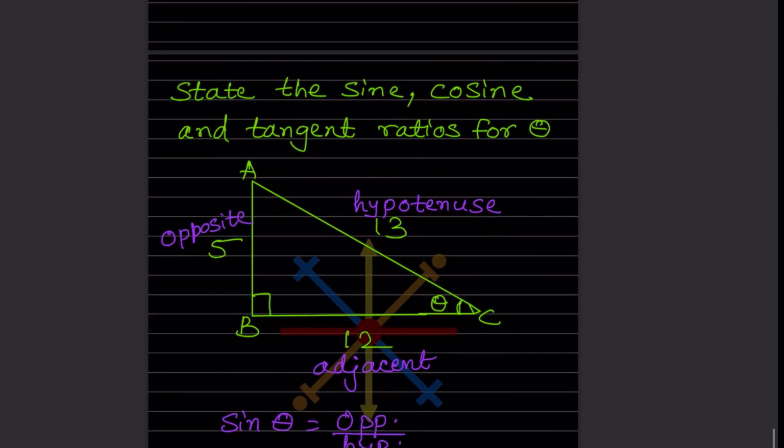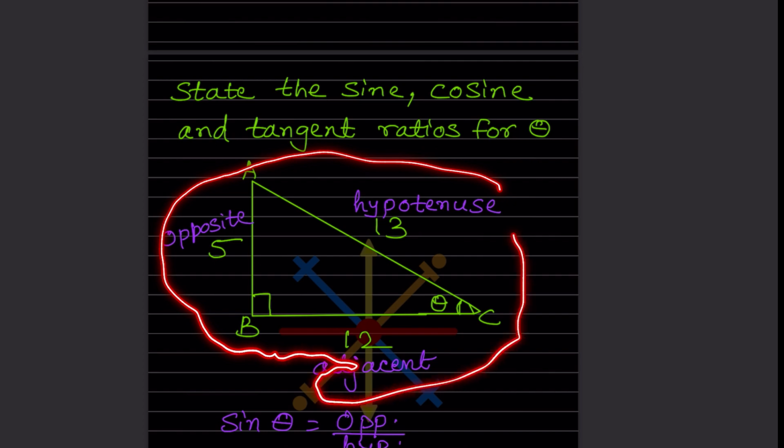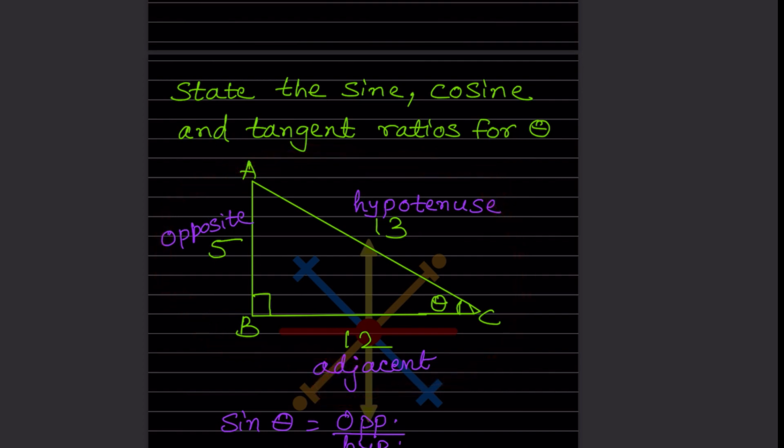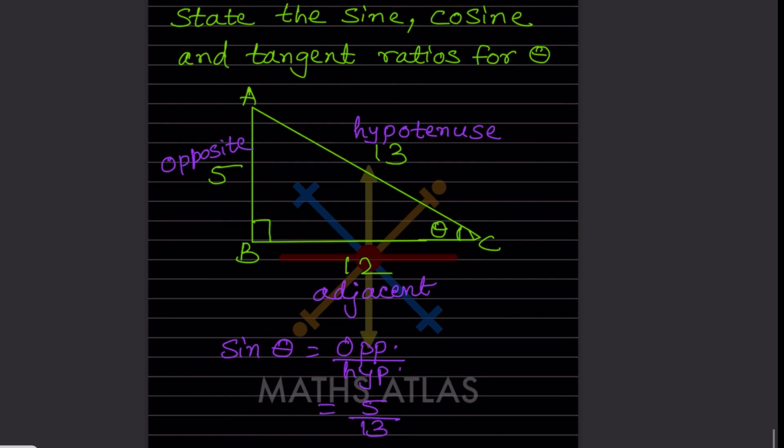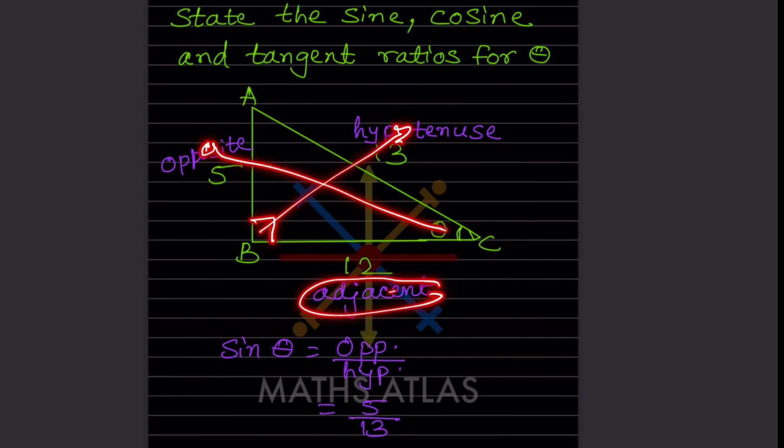Now here you have to state the sine, cosine and tan ratios for theta. This is just a general one that I have done over here, to understand which is the opposite, which is the adjacent, and which is the hypotenuse, and how to find this out. Just look at it. Now see here, this is a 90 degree, which means this is the hypotenuse, and this is theta, which means this is going to be the opposite side. The remaining one is going to be the adjacent side.